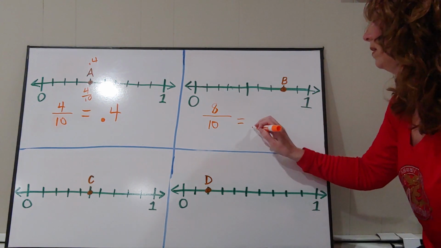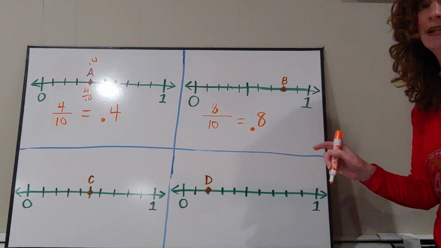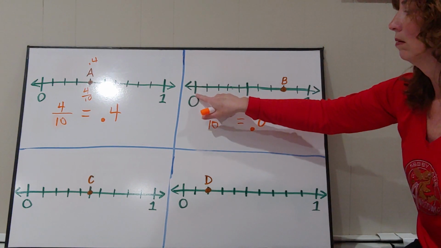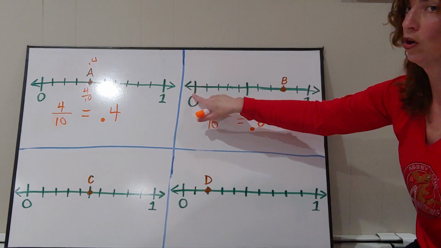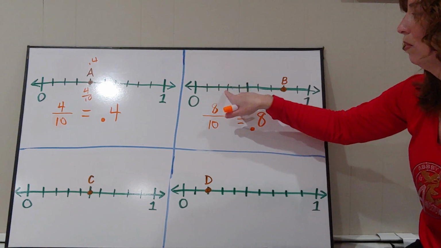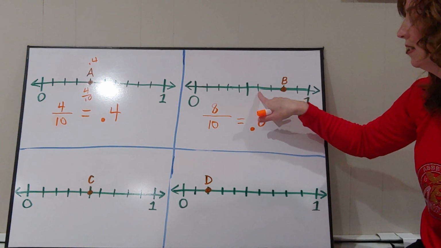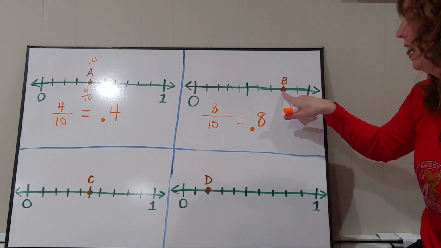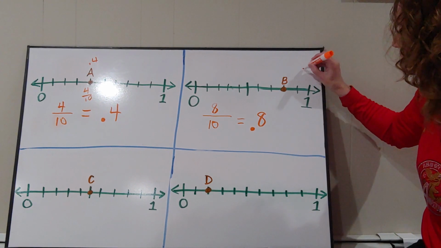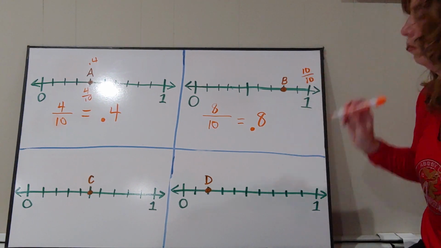Which equals, it's our decimal point, and we're going to put the 8 in the tenths column, 8 tenths. So we have our line here, we start at the 0, this would be 1/10, 2/10, 3/10, 4/10, 5/10, 6/10, 7/10, 8/10, 9/10, 10/10. And remember, 10/10 equals 1 whole.